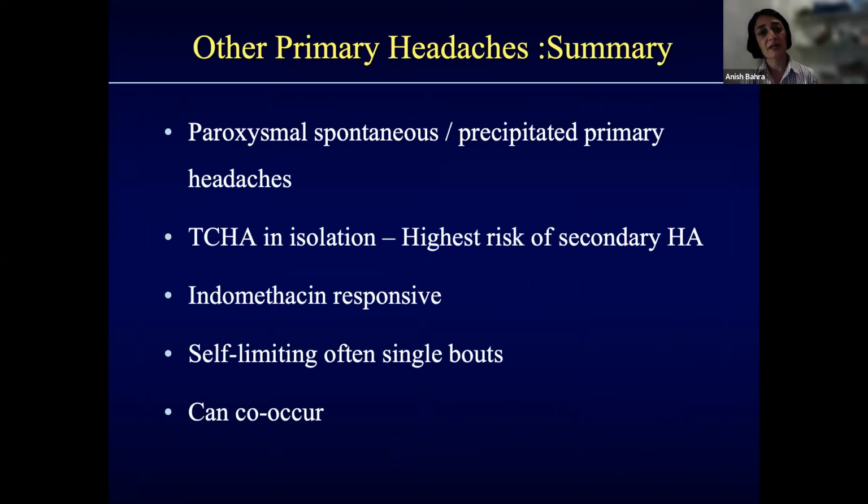So in summary, these are paroxysmal, either spontaneous or precipitated primary headaches. The highest risk factor of an isolated headache is thunderclap, whether it's precipitated by cough, Valsalva, exertion, sexual activity, or spontaneous, largely indomethacin responsive. It's self-limiting, often in single bouts, can co-occur, and any secondary precipitant must be looked for by the neurologist and not this isolated headache.